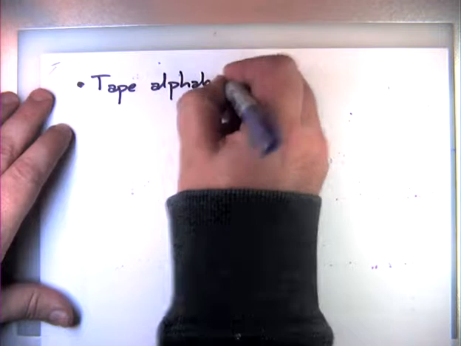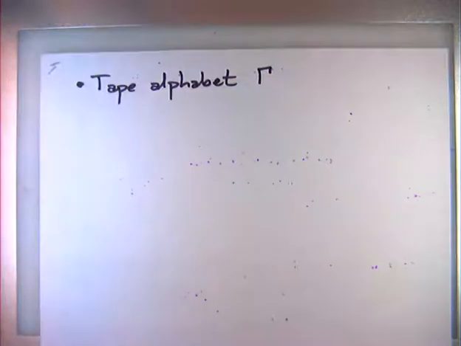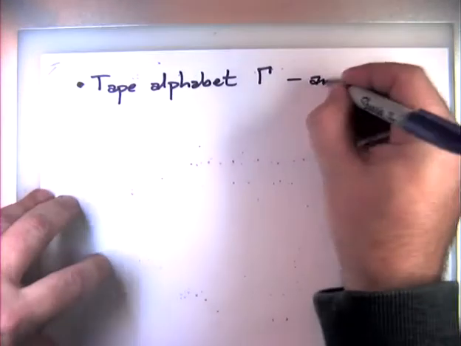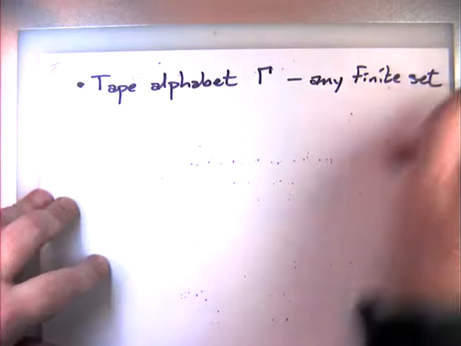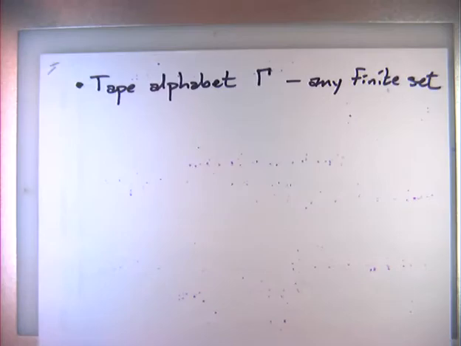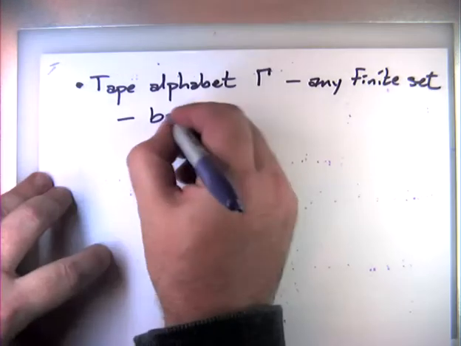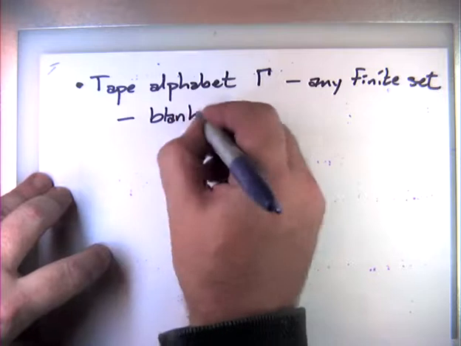The first thing that I need is to decide what symbols I can write on the tape. This is just any finite set at all. I'm going to call it the tape alphabet. Now, one of the things that I need inside the tape alphabet is a special symbol called blank.